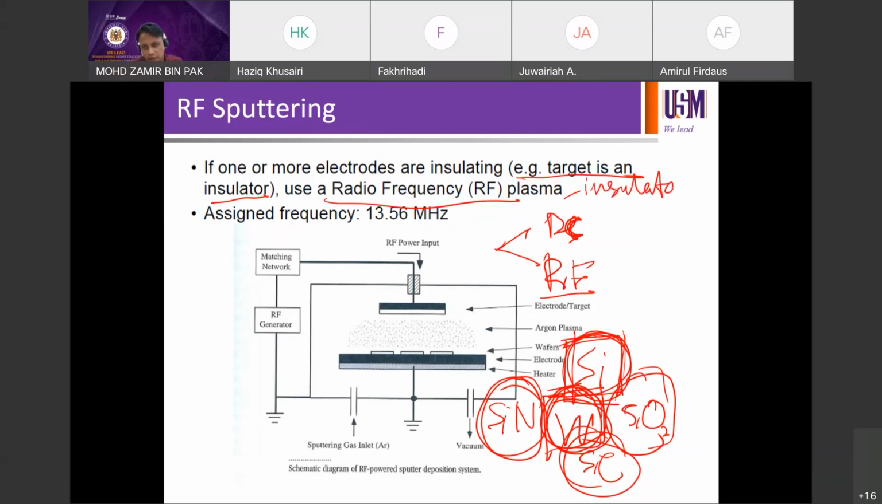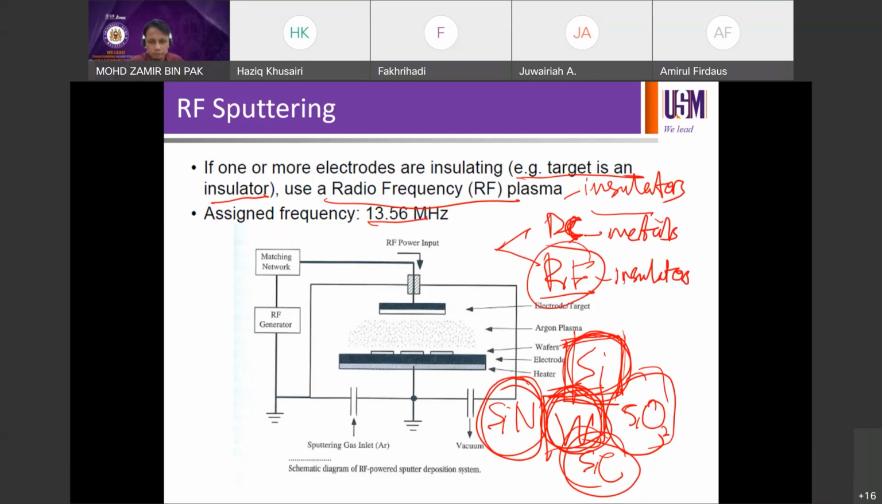Why? Okay. If you use metals as your sputter target, you can use DC. Sebab dia conductive. Metals, we can use DC, RF, we normally use insulators. Tapi RF, you can still sputter metals. Okay? RF can do both, but DC can only do metals, right? So the sine frequency is 13.56 megahertz.